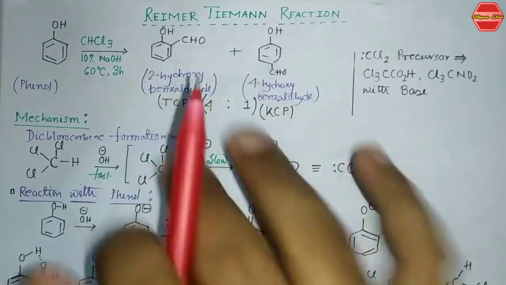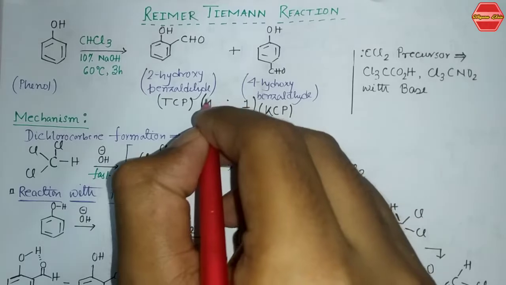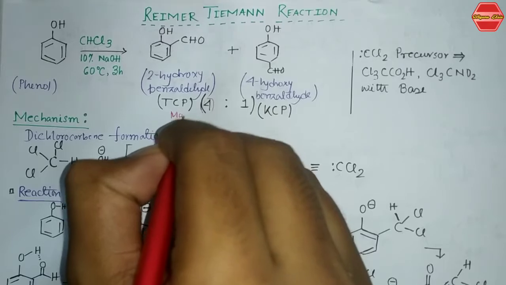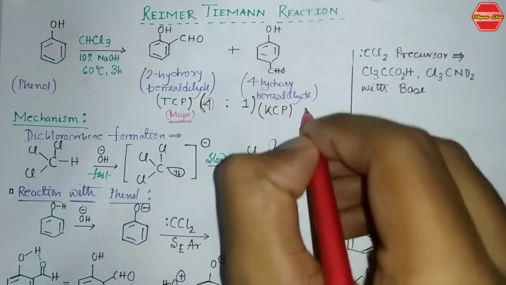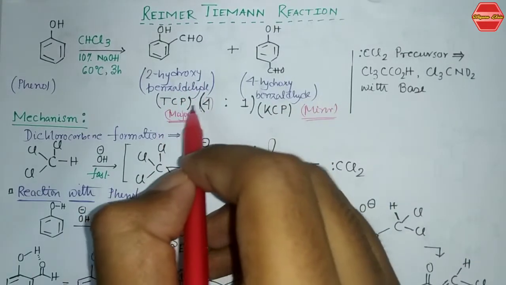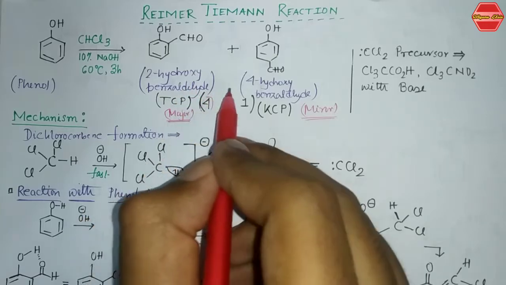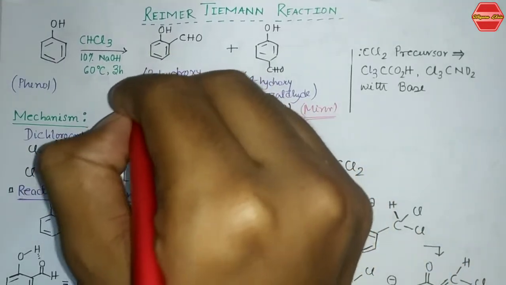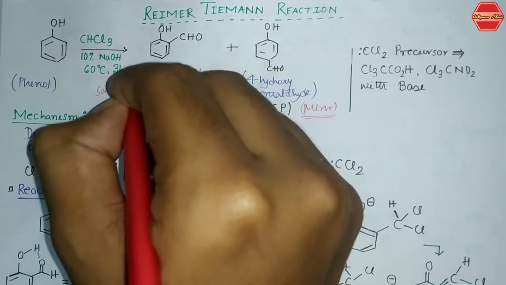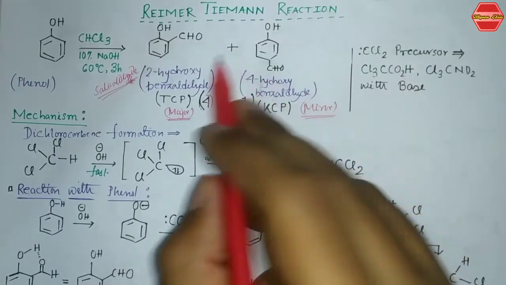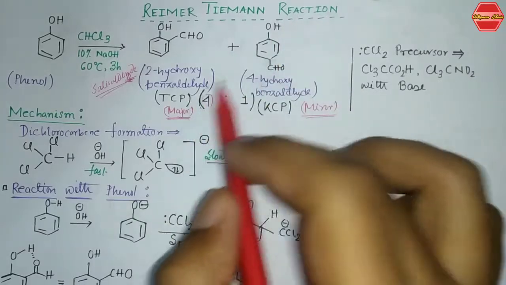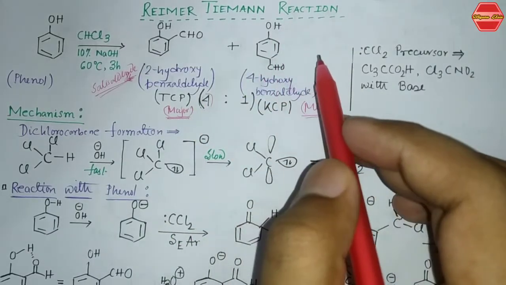So which one will be major? This is your major. As you can see here, you get it in a 4:1 ratio, right? This is your major one and this is your minor one. That is why it is called the thermodynamically controlled product, TCP, that is 2-hydroxybenzaldehyde, called salicylaldehyde. This salicylaldehyde is your major product in a 4:1 ratio, and the minor one is 4-hydroxybenzaldehyde.